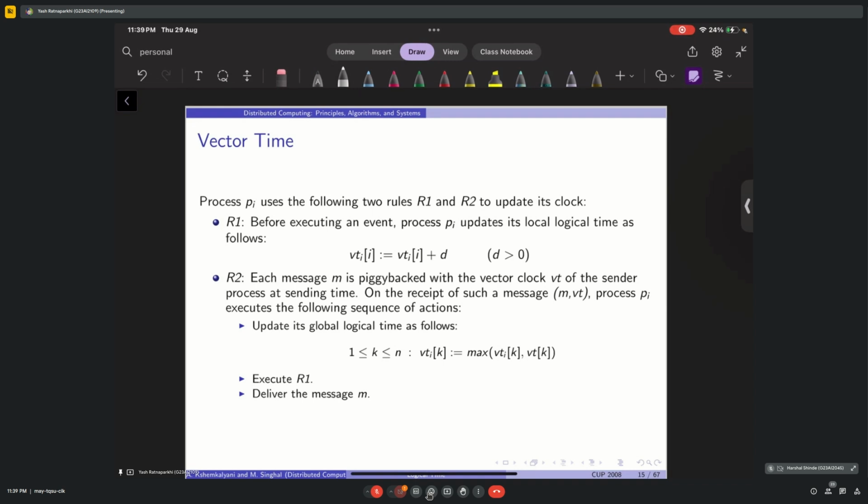One is coming and one is the local. Find the max of both. Whatever you get, execute that particular R1 again. Because now, since you got this, you are able to do this, but again you need to update your local clock also for that second process. So that is why it is written: execute R1 and then deliver the message.